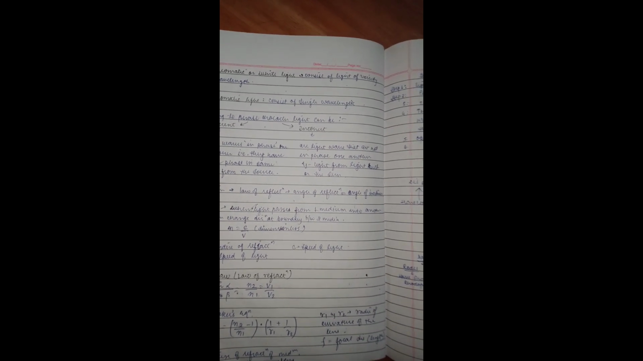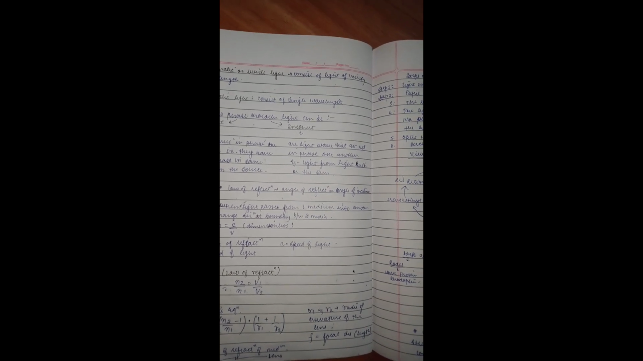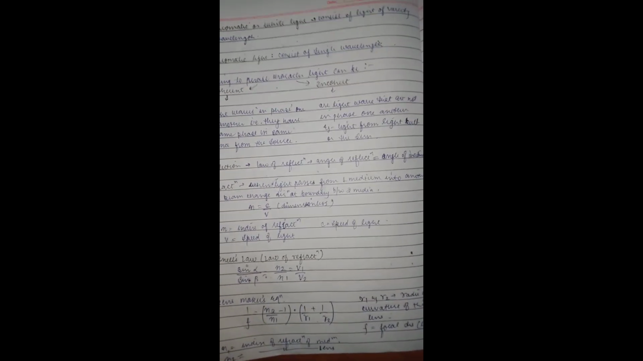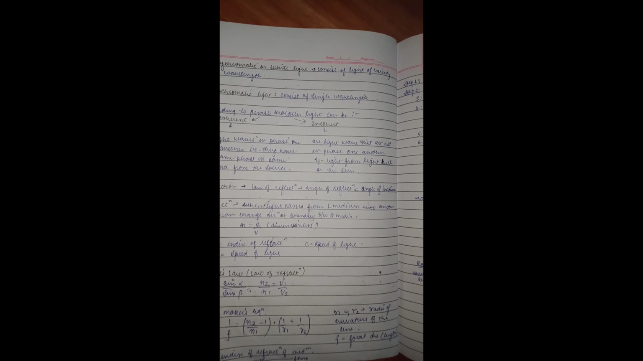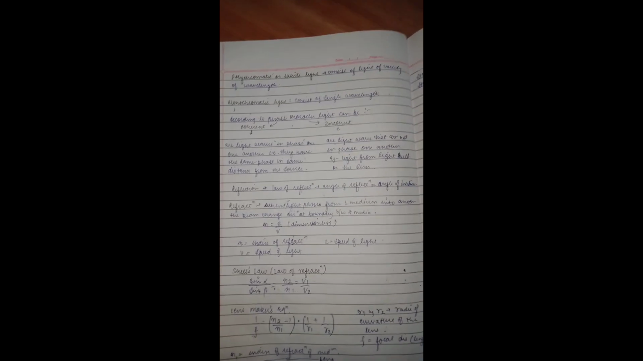Let's talk about the process known as reflection. The law of reflection is that the angle of reflection is equal to the angle of incidence. Refraction is a property where, when light passes from one medium into another, the beam changes direction at the boundary between the two media. We have a formula n = c/v, which is dimensionless. Here n is the index of refraction, c is the speed of light in vacuum, and v is the speed of light in the medium. We have different formulas also, that is Snell's law, the Lensmaker equation, that we can talk about in later videos. Okay, thank you for today.